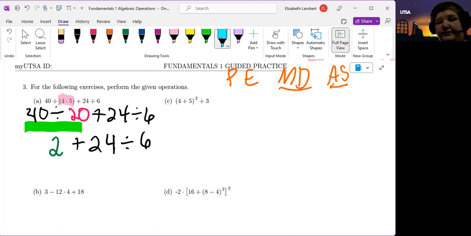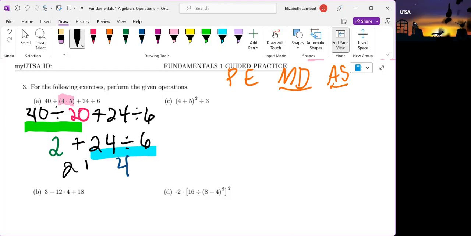Now our next order. We already got rid of parentheses and exponents. Multiplication division, yes, there's another division. So 24 divided by 6 is 4. And then I'm going to recopy everything else that was up there. And then we just have 2 plus 4. Last step is 6. So there is our long drawn out work to get 6.